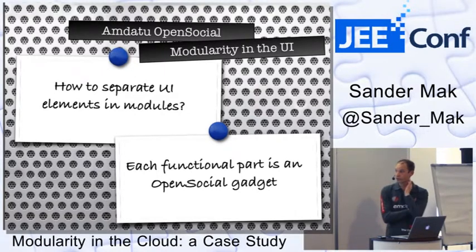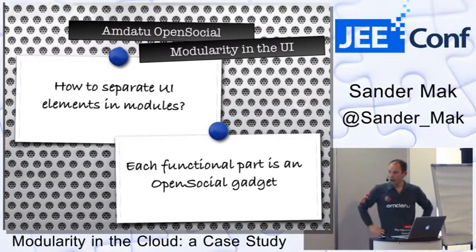So the question we ask ourselves is, okay, how can you separate your UI? How can you modularize it in the same way that you do with your business logic and your lower layers? Well, for that we use an OpenSocial implementation, which has the concept of gadgets. And these gadgets are these things that we had on the home screen that you can open. That has worked very well for us. I recognize that it's not always appropriate for every application to have this sort of home screen-like approach in which you can open several sub-applications.